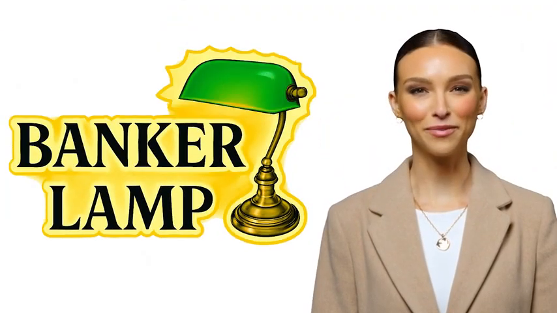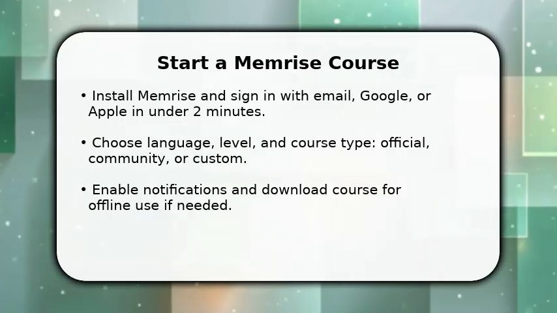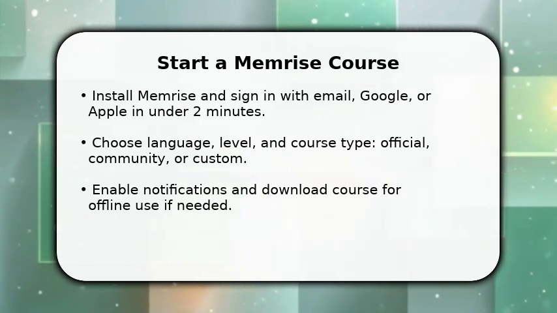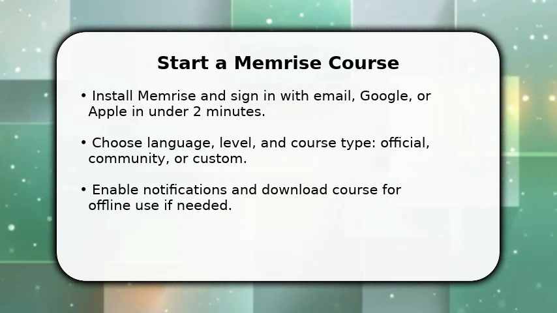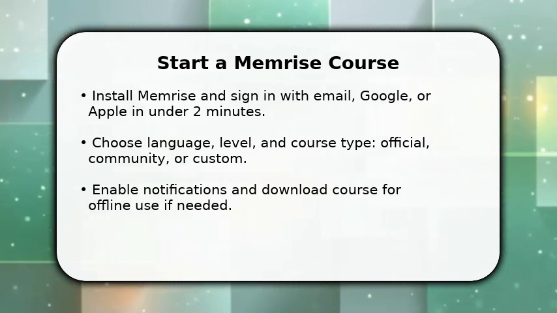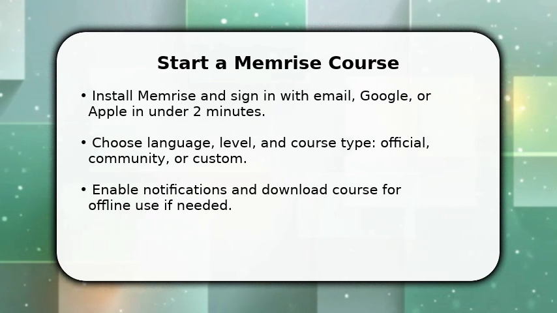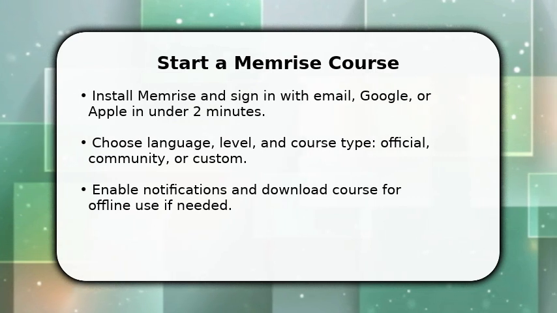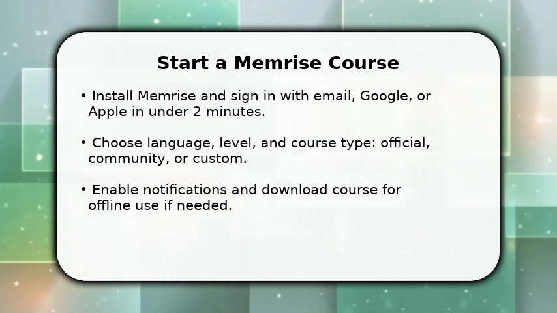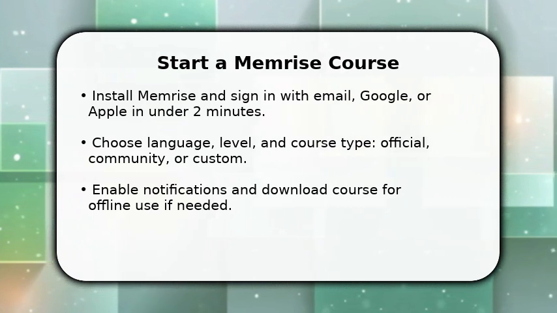Please enjoy the video. You begin by opening Memrise and picking a course that matches your goal. This matters because alignment keeps practice efficient. Once done, select level and course variant, official for structure or community for variety. Make sure to enable notifications and download lessons if you'll be offline. That preserves streaks and momentum.